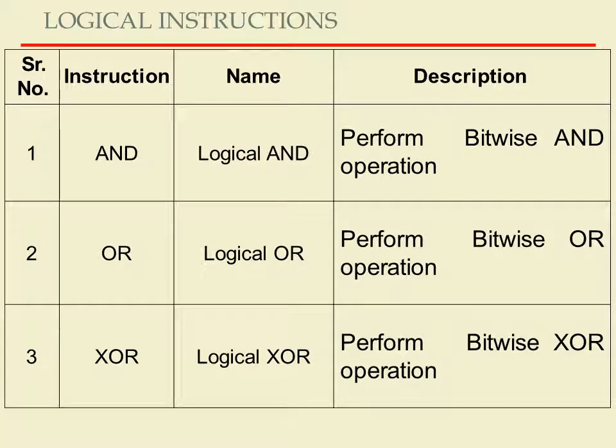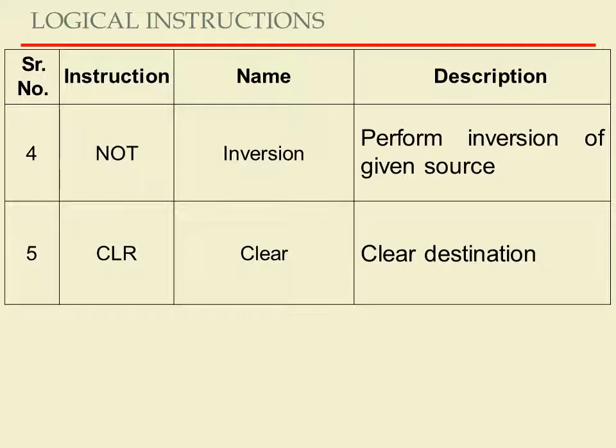Hello students, in this lecture we are going to see the logical instructions and data comparison instructions. So first logical instruction is AND, that performs bitwise AND operation. Second is OR, that performs bitwise OR operation. Third is XOR, that performs bitwise XOR operation. Fourth instruction is NOT, it performs the inversion of the given source. Then CLR, that is clear, it clears the destination.